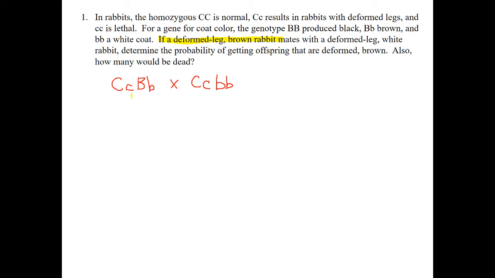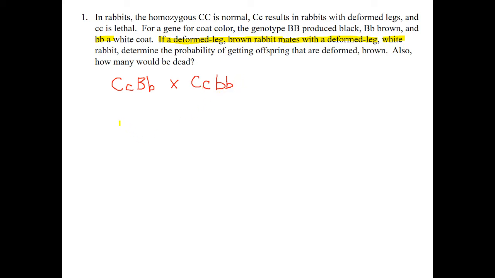Now these two characteristics are on different chromosomes, right? And then it's going to cross-mate with a deformed leg again. So I have big C, little c, but this time it's a white rabbit. White rabbit is what? Here, two small b. So that's what I have. So this parent's genotype will look like this.